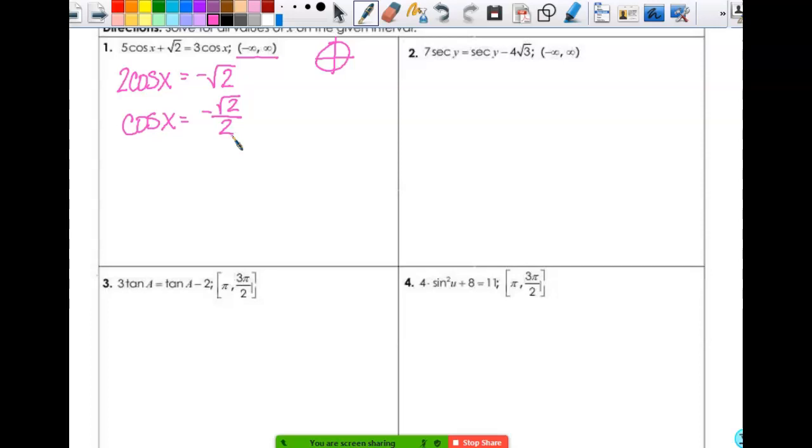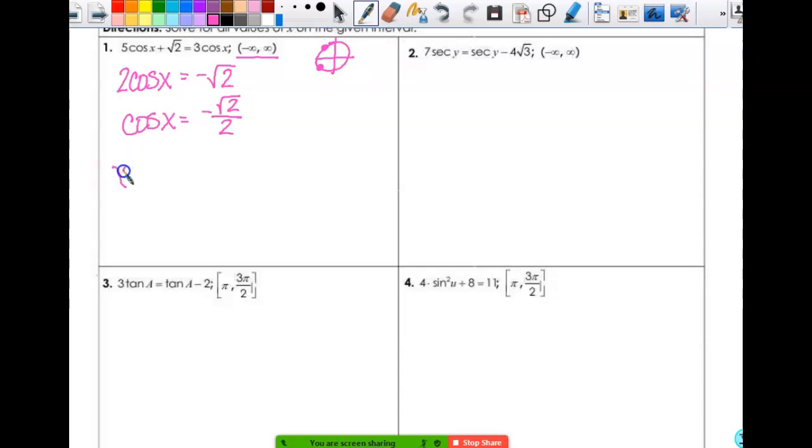So let me just think through my reference angles. If it's square root of 2 over 2 for cosine, that means it's a pi/4 angle. In what quadrants is cosine negative? 2 and 3, 2 and 3. So that's where I need to get my answers from.